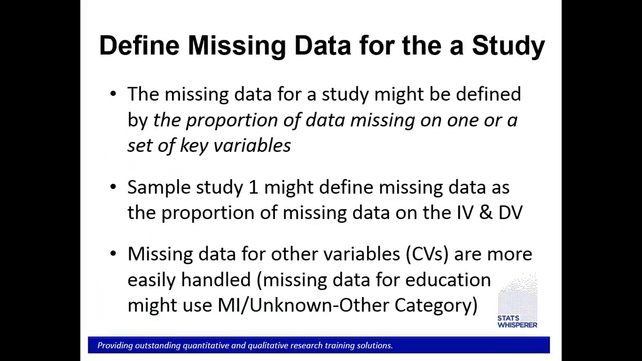So suppose we have missing data for highest level of education. We could either create a category for other or unknown, or we could use multiple imputation, which we'll review later, to estimate that missing data value. But it's not as alarming as if we had complete missing data for the independent or dependent variables.